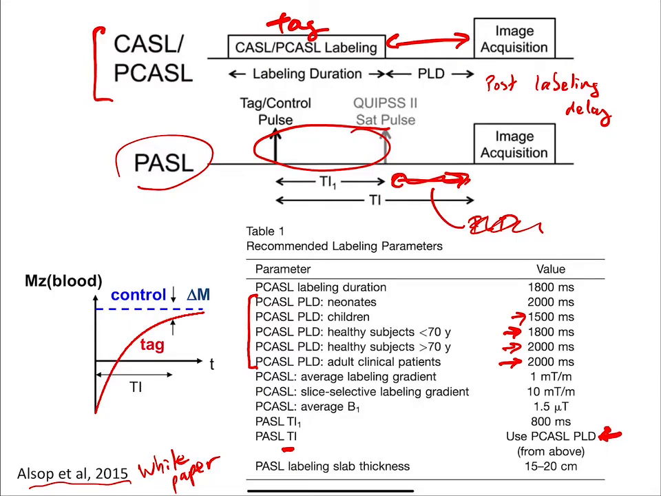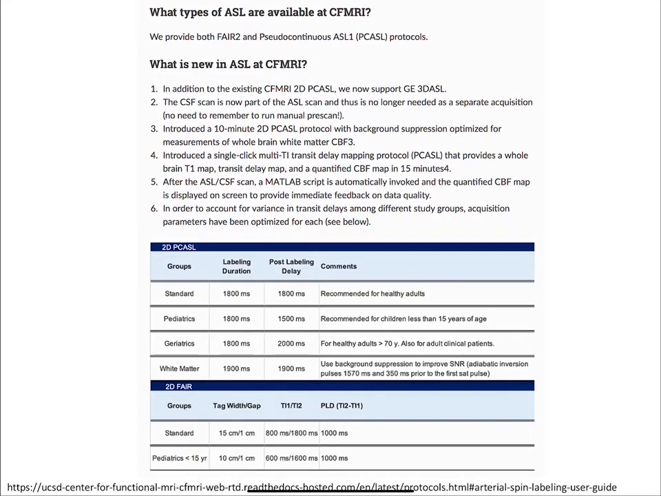So the inversion time, this is the PLD here. Once again, we have to wait long enough for the blood, because the blood is all tagged at one time, and we have to wait for it to get into there. If you look at the various versions available at the center, you'll see the standard with a PLD of 1,800, pediatric 1,500, geriatrics 2,000. These are essentially the white paper, so if you pick these protocols, you're essentially picking what the white paper said to use.